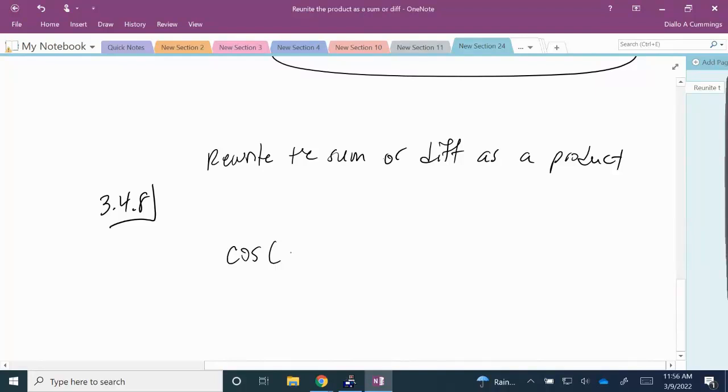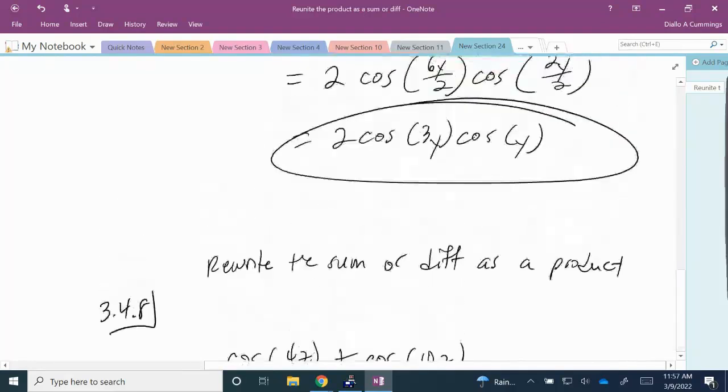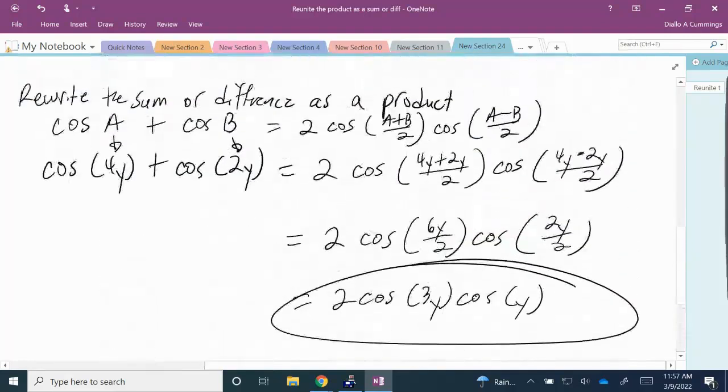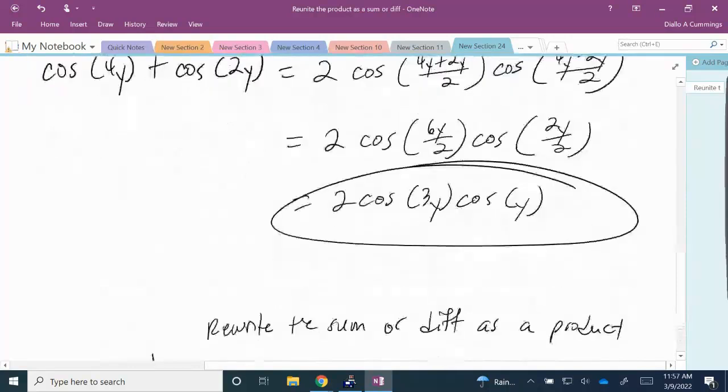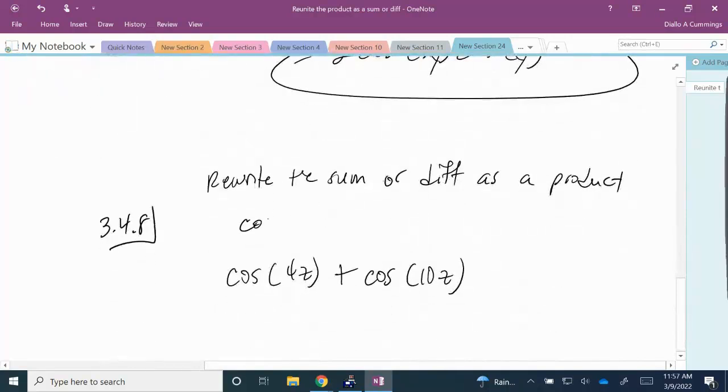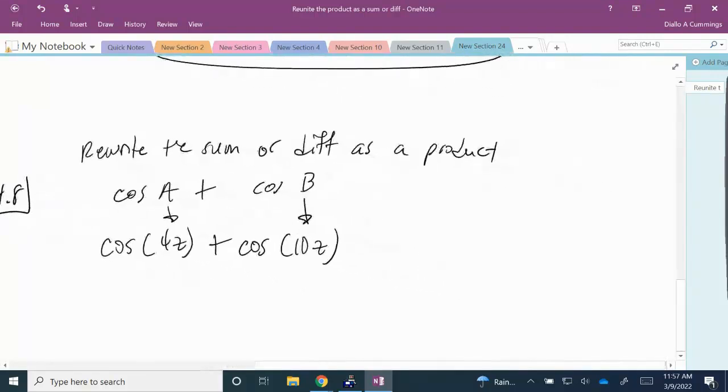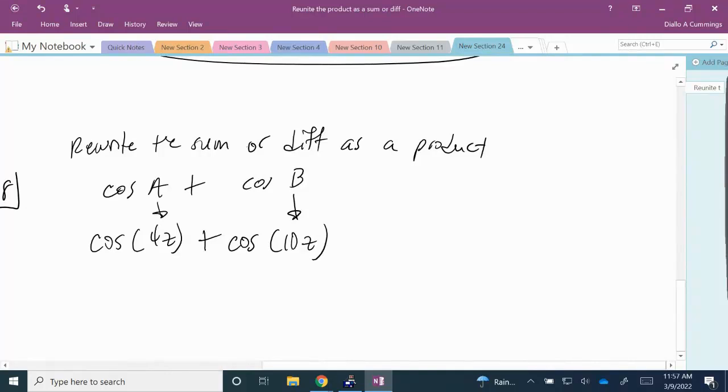So here we have the cosine of 4z plus the cosine of 10z. We're going to use the same formula that we did in the previous example, cosine 4y plus cosine 2y. The formula says the cosine of A plus the cosine of B. Here again, there's no need to manipulate the formula. We're simply going to substitute A for 4z and B for 10z.